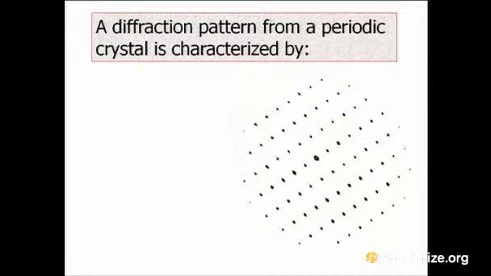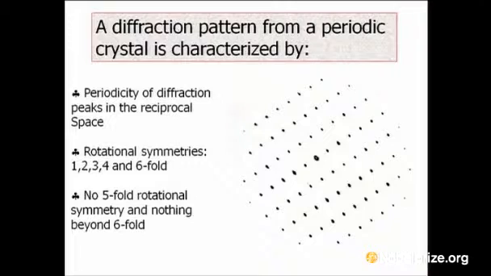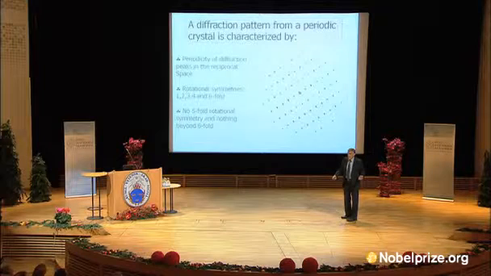And what you see here is that the same rules apply. There is periodicity of the diffraction peak in the reciprocal space. The rotational symmetries that are allowed are again 1, 2, 3, 4, 6. No 5-fold, nothing beyond 6. Nice and clear.